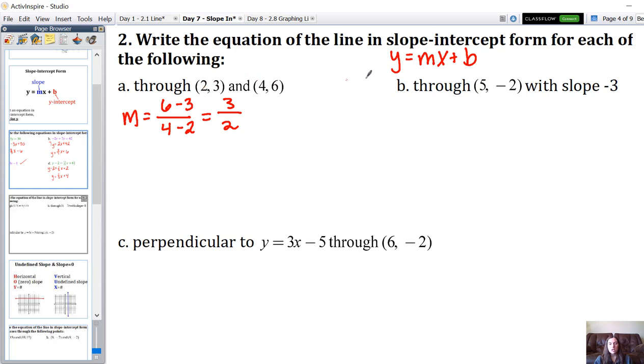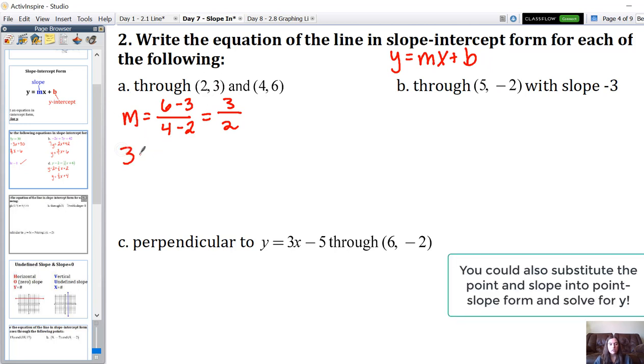Now I'm going to use either one of my 2 points, it doesn't matter which one, and I'm going to plug those into slope-intercept form in place of the letters x and y. That way we can solve for b. So if I picked (2, 3), 3 is my y value, so we've got 3 equals 3 over 2 times my x value plus b. Then we can simplify. 3 halves times 2 is 3, so we have 3 equals 3 plus b, subtract that 3, so then 0 is equal to b.